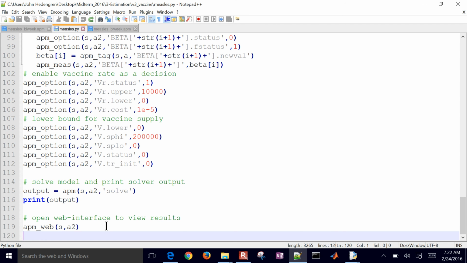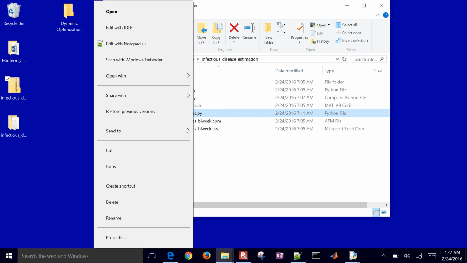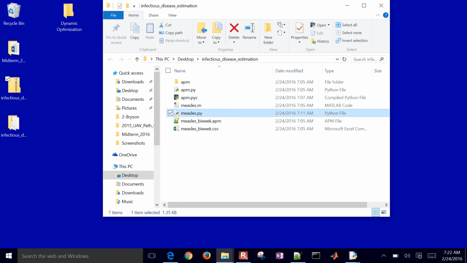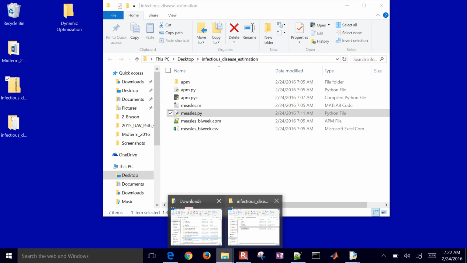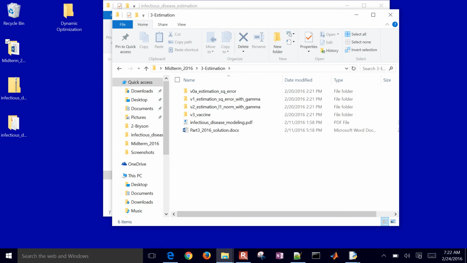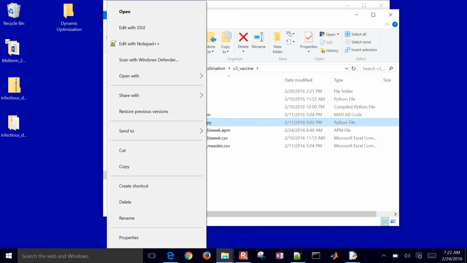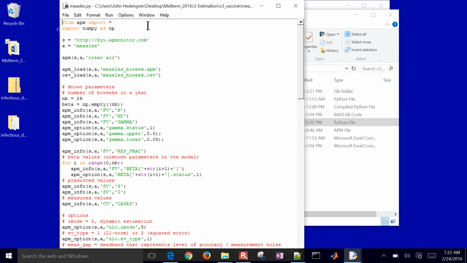Okay, so that's it for setting up this problem. This was probably the most challenging part of this. Okay, so I'm going to come here to the solution, and right here is this file that we were just editing.